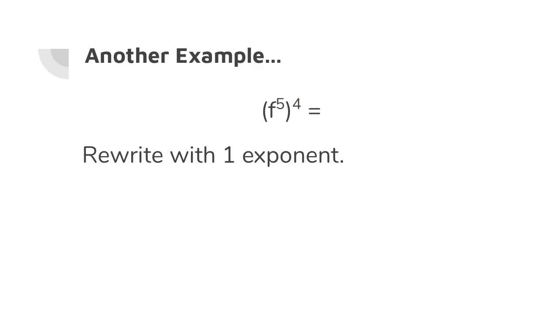Well, I'm still going to go back to my basics. I'm not going to use my rule quite yet. It looks like I have a base that's being multiplied 4 times. So I have f to the 5th once, f to the 5th twice, f to the 5th 3 times, f to the 5th 4 times. I have my base raised to my exponent.